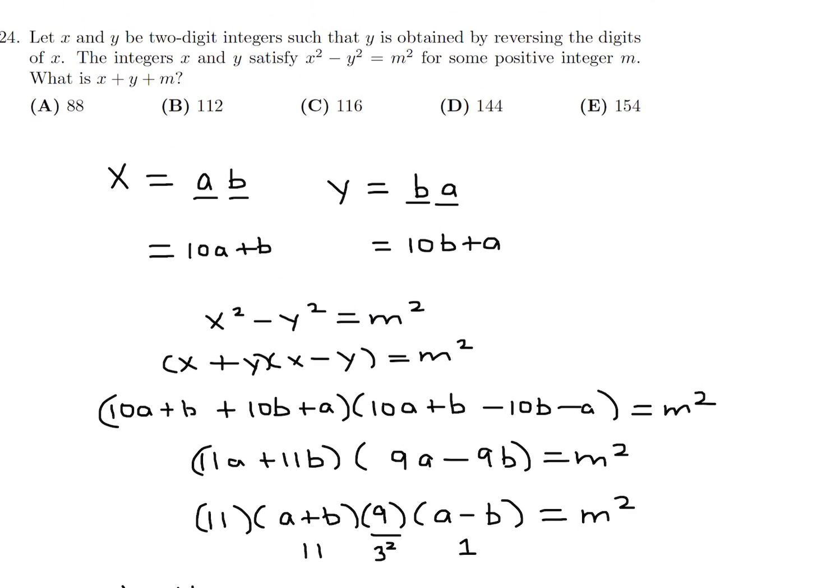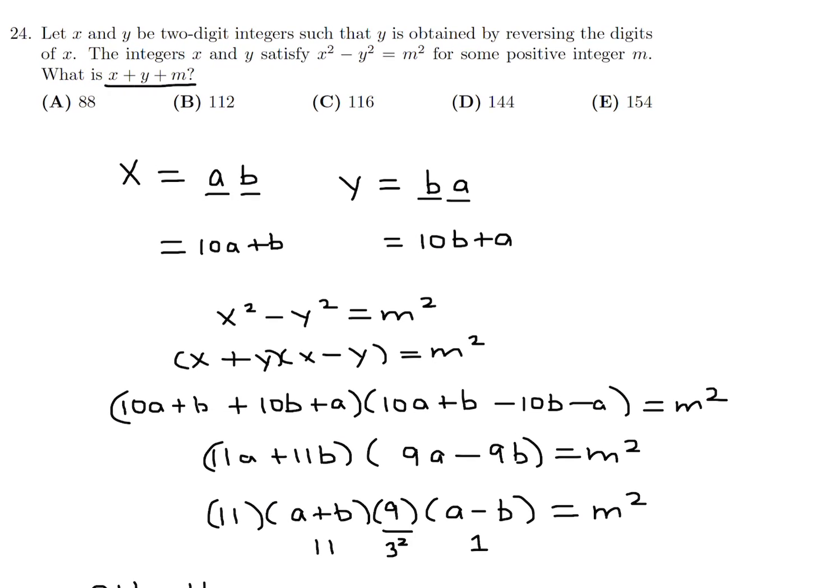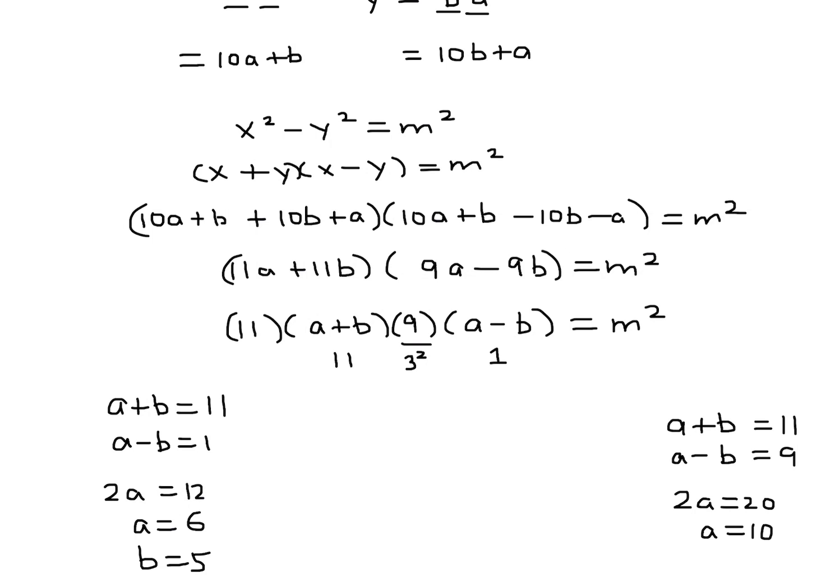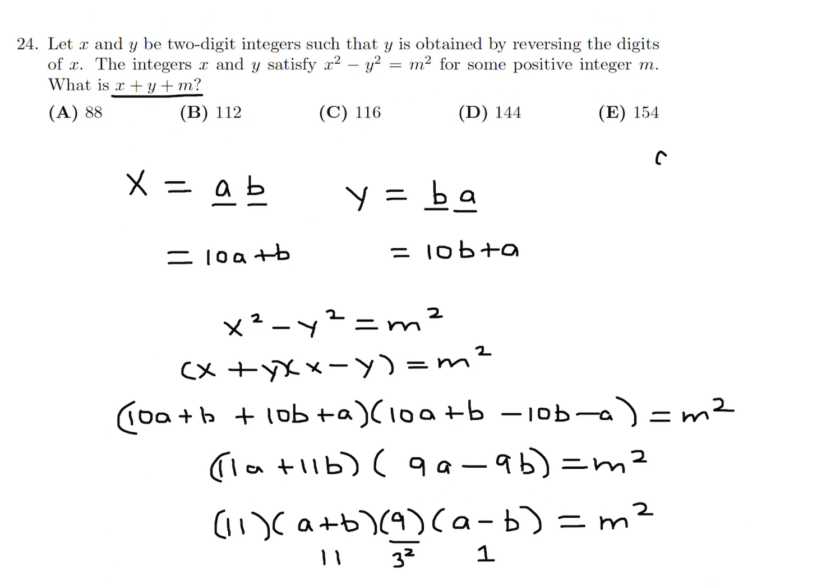Now what do they want here? They want x plus y plus m. Okay, x plus y plus m. All right. So we have to obviously figure out x and y. So a was 6 and b was 5. So our x, therefore, is 65, and our y is 56, and our m squared is equal to 65 squared minus 56 squared, and m is therefore 33.